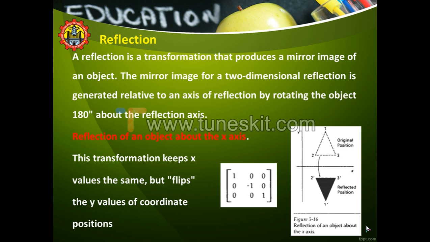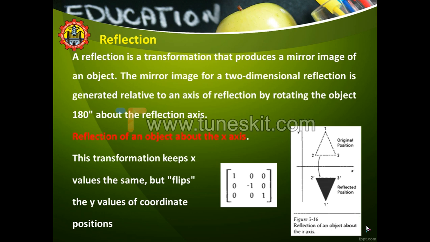So there are two cases in reflection. One is reflection about the x-axis, another is reflection about the y-axis. One more is reflection of an object along the xy plane. Right? There are three cases, sorry. In the first case, reflection of an object about the x-axis.